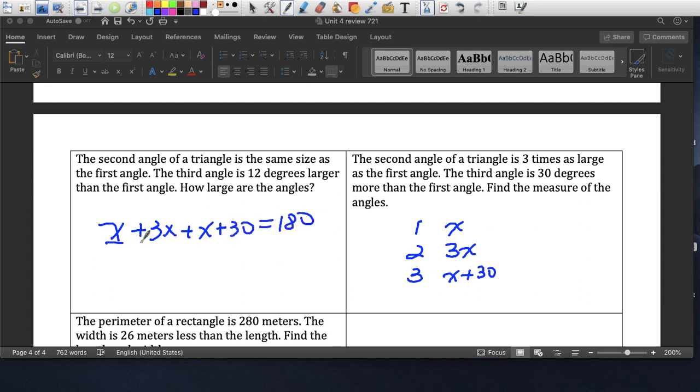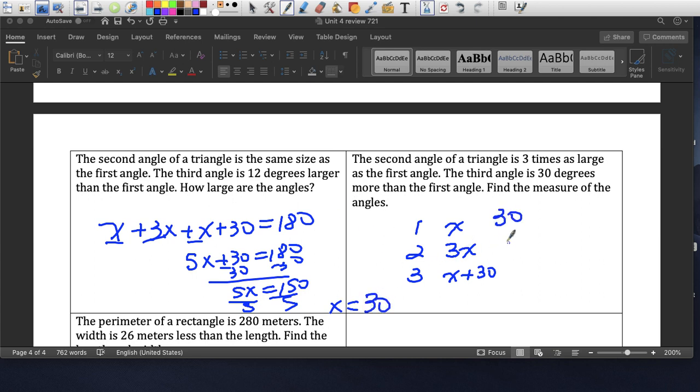Combine like terms, 3x, 4x, 5x, plus 30 equals 180. Minus 30, 5x equals 150. Divide both sides by 5, and x equals 30. So the first angle is 30. The second angle is going to be 3 times 30, which is 90. And the third angle is going to be 30 plus 30, which is 60. So if you add them up, just to confirm, you should get 180.